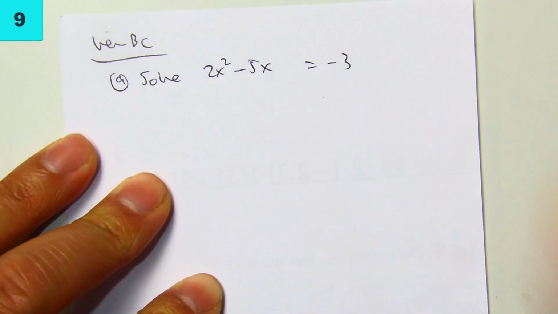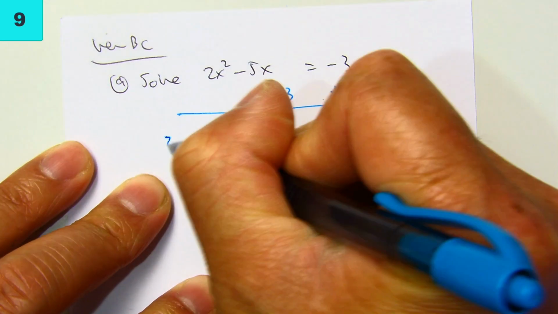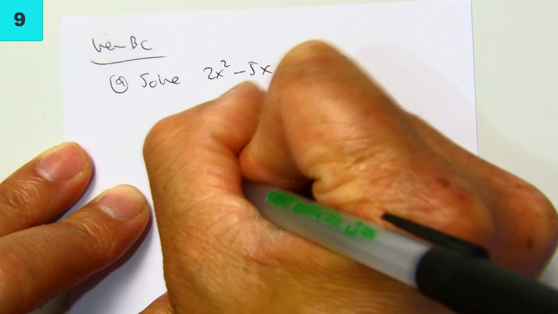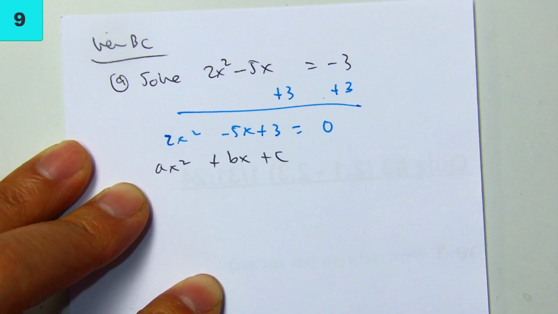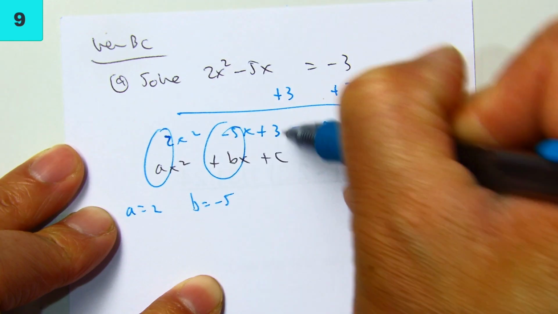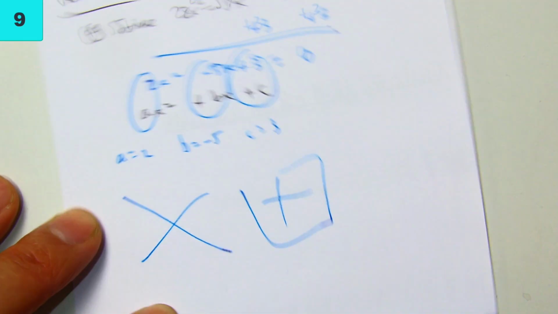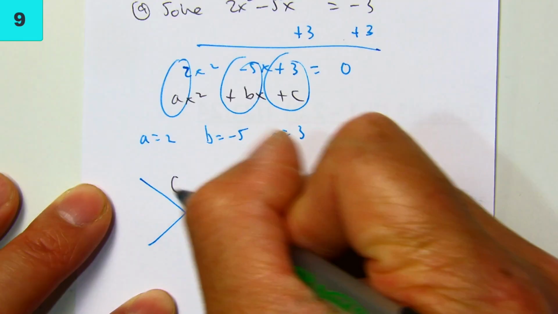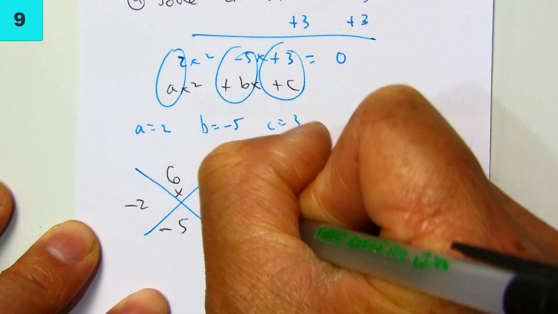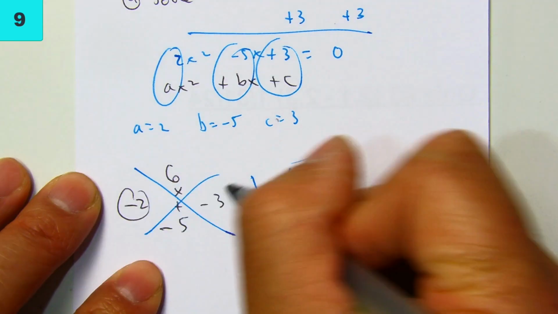Okay, question number 9, we're going to solve 2x squared minus 5x equals negative 3. I'm going to add 3 to both sides, so I get 2x squared minus 5x plus 3 equals 0. We're solving by factoring. Identify the coefficients in standard form. A is 2, B is negative 5, and C is 3. I'm going to do my x and my box. So I have A times C is 6, B value is negative 5, negative 2 and negative 3. They multiply to be 6 and add to be negative 5.